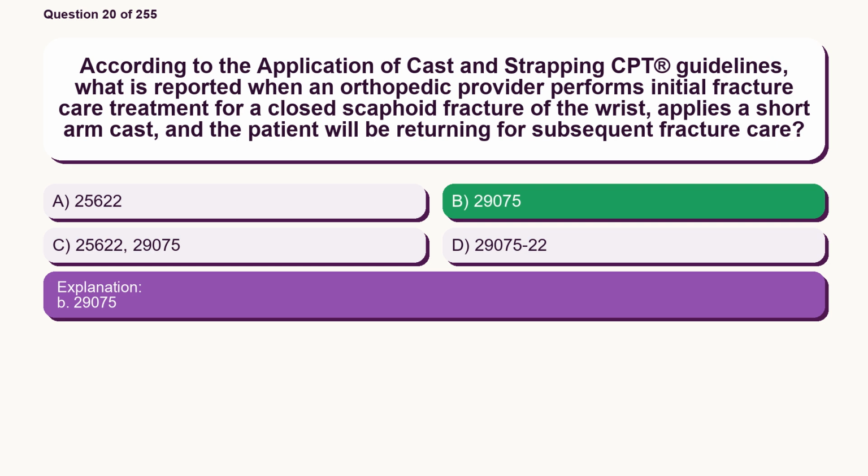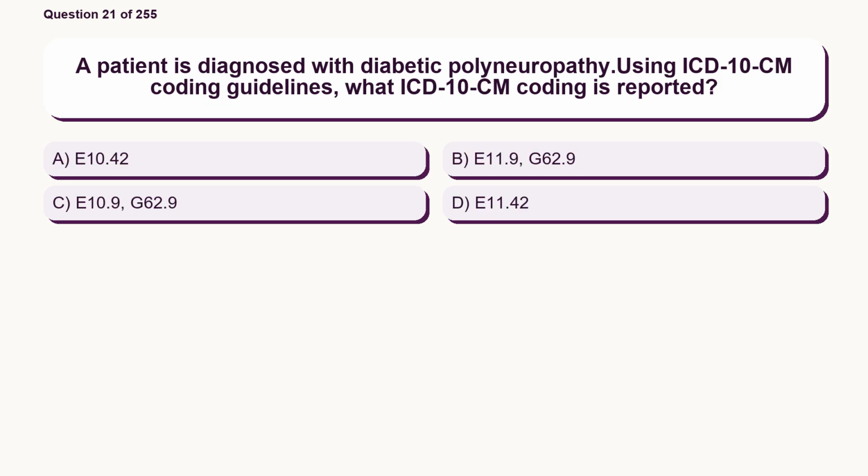B, 29075. Question 21. A patient is diagnosed with diabetic polyneuropathy using ICD-10-CM coding guidelines. What ICD-10-CM coding is reported? Option A, E10.42. Option B, E11.9, G62.9. Option C, E10.9, G62.9. Option D, E11.42. The correct answer is option D, E11.42.